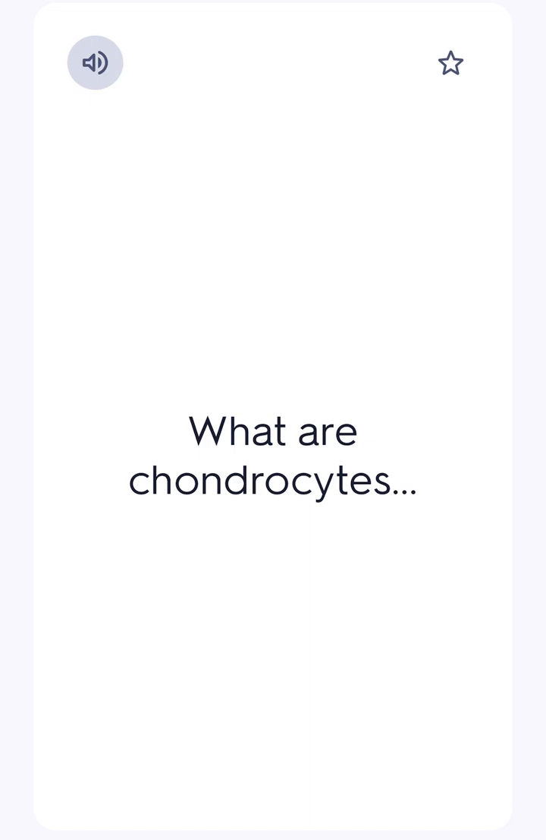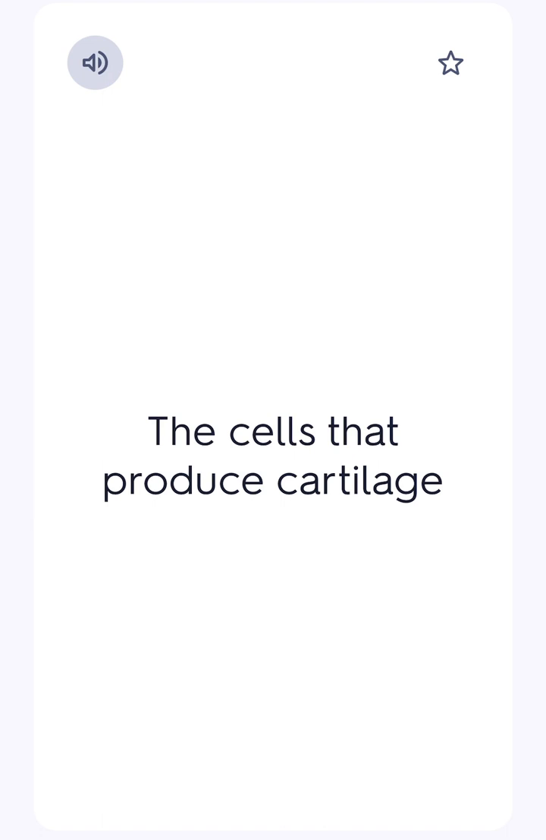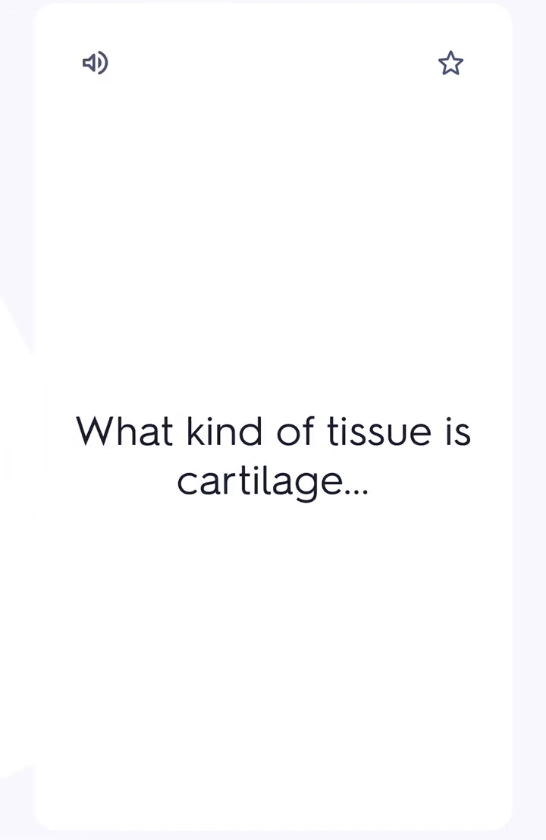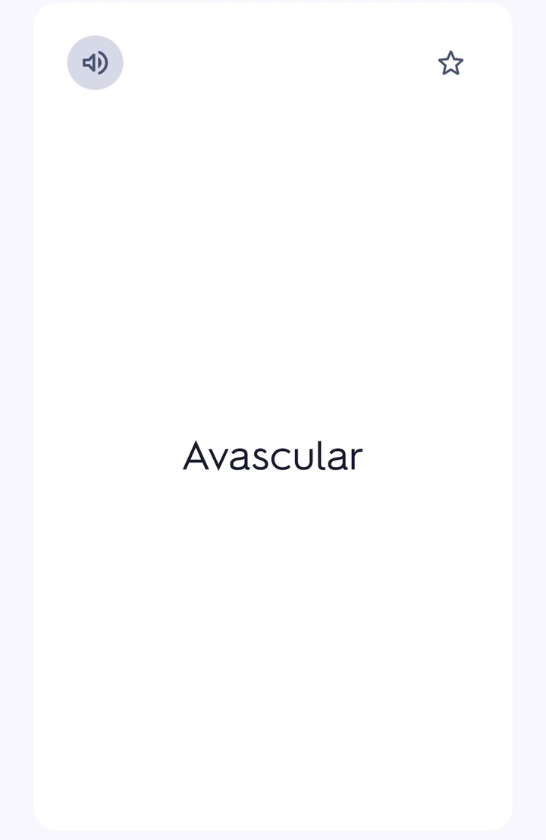What are chondrocytes? The cells that produce cartilage. What kind of tissue is cartilage? Avascular.